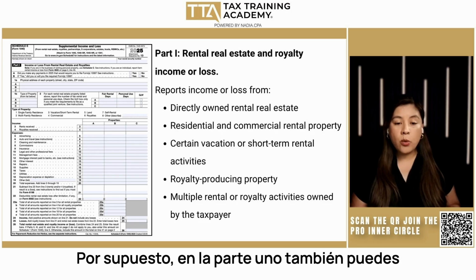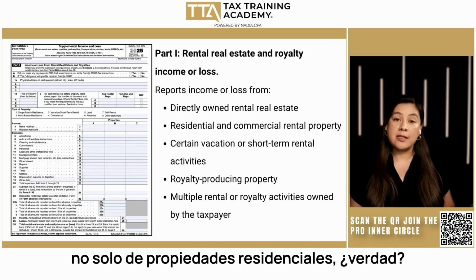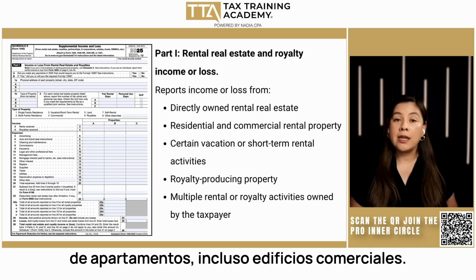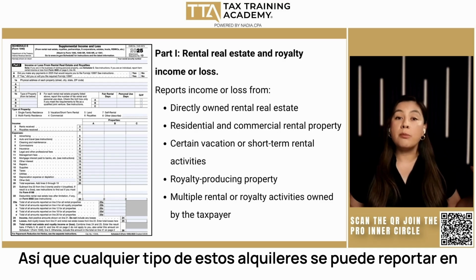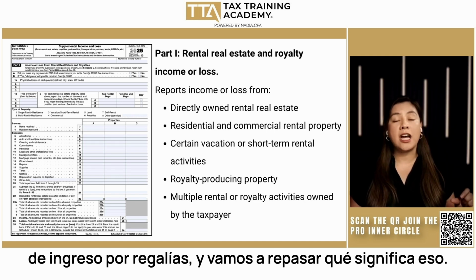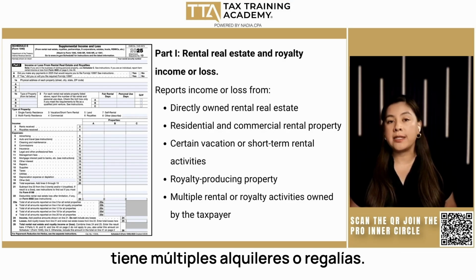Of course, on part 1, you also can report the income or loss from the rental of not only residential properties, right? The single family homes, the duplexes, the multifamily, the apartment buildings, even commercial buildings. So any type of these rentals can be reported on Schedule E. We also produce on part 1 any type of royalty income, and we're going to go over what that means. And of course, multiple rentals or royalties owned by the taxpayer.